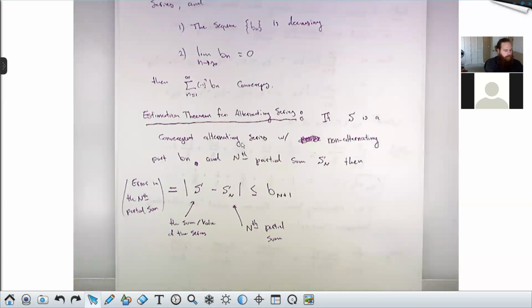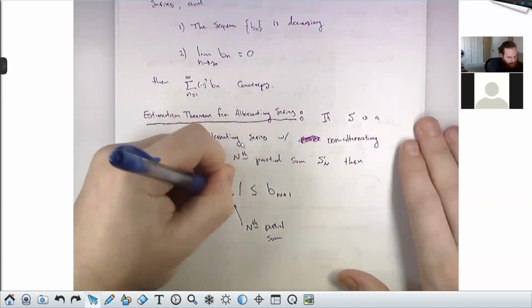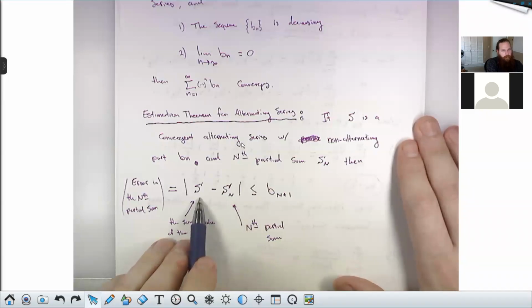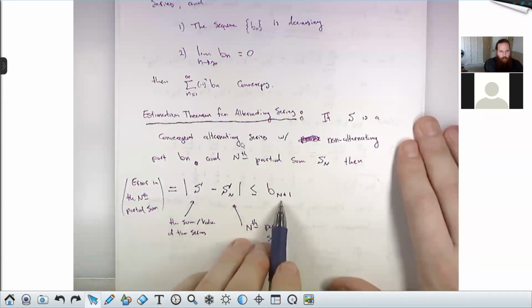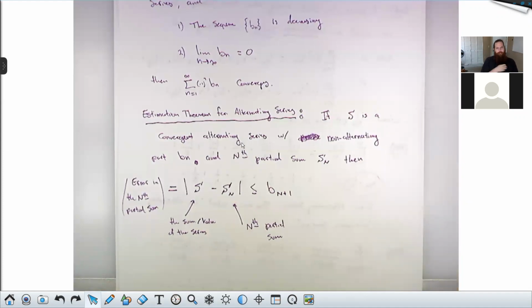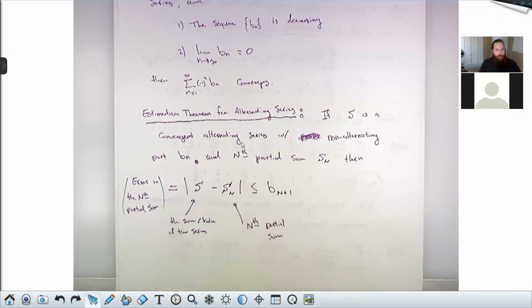So in other words, the nth partial sum differs from the full value of the series by no more than the positive part of the next term. So this allows us to not only, so Sn is a good way to approximate S. If you plug in a big number for capital N, then Sn should be pretty close to S. This tells us exactly how far off it could be.